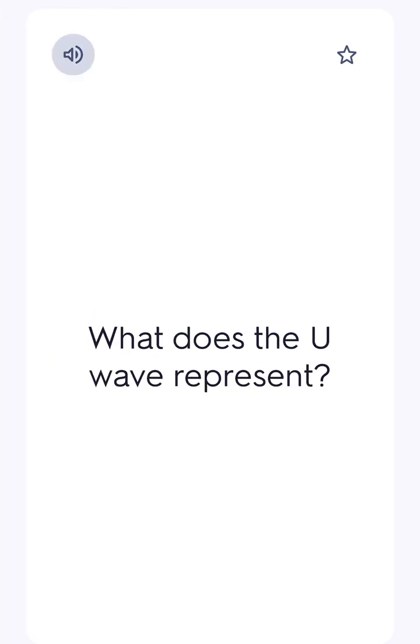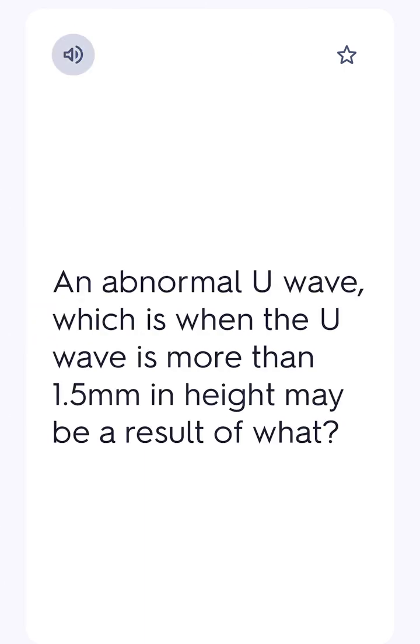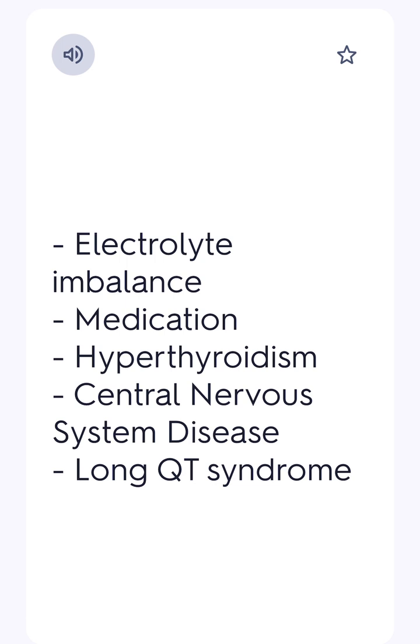What does the U wave represent? Repolarization of Purkinje fibers. An abnormal U wave, which is when the U wave is more than 1.5 mm in height, may be a result of what? Electrolyte imbalance, medication, hyperthyroidism, central nervous system disease, long QT syndrome.